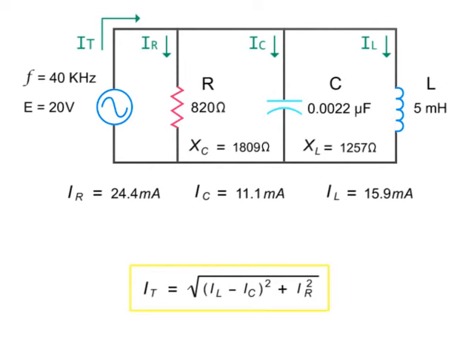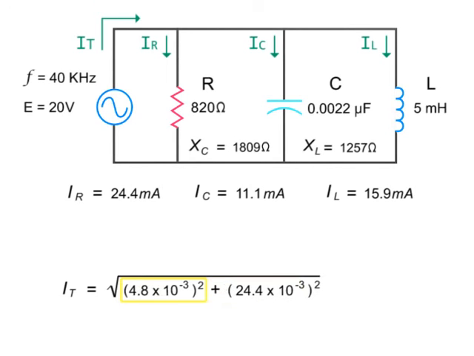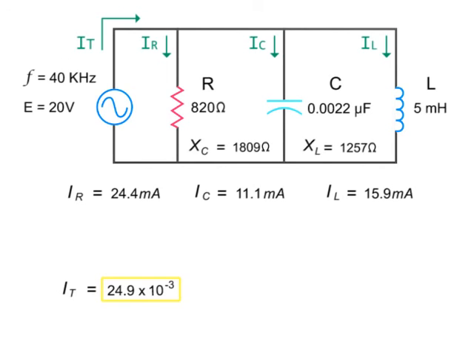To calculate the total current through a parallel circuit, take the square root of the current through the inductor minus the current through the capacitor, squared, plus the current through the resistor squared. Thus, taking the square root of (15.9 milliamps minus 11.1 milliamps) squared plus 24.4 milliamps squared gives a total current of 24.9 milliamps.